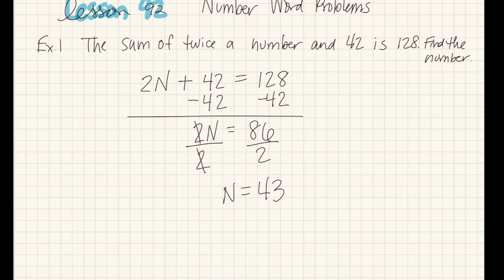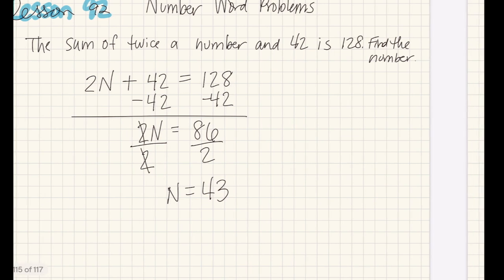Now, if I wanted to double check this, I would put this right back into my equation and make sure that it works. 2 times 43 plus 42 should equal 128. And when I do this, it does, because 2 times 43 is 86, and then 86 plus 42 is 128.